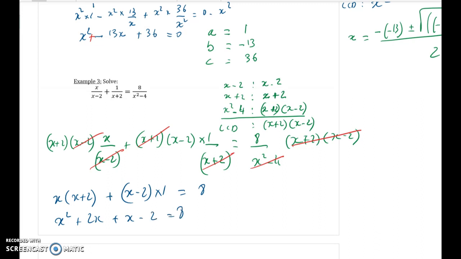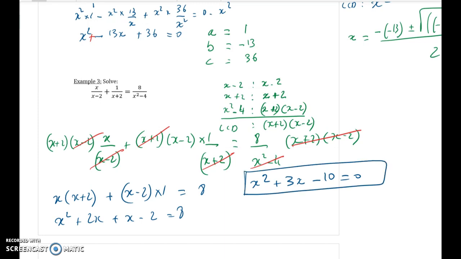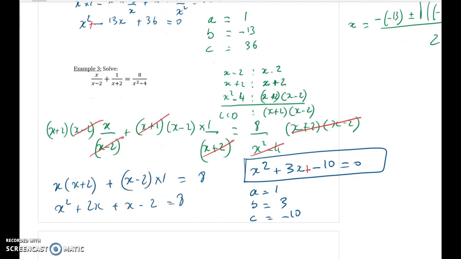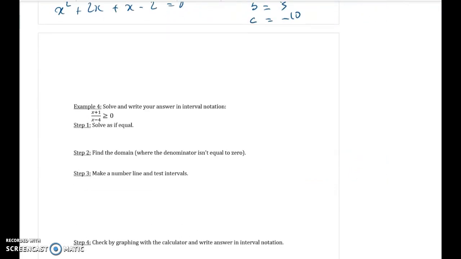And I end up, at the end of the day, with the quadratic equation x squared plus 3x. I move the 8 to the other side by subtracting 8 from both sides: minus 10 equals 0. A quadratic equation. To make sure I'm not making mistakes on A, B, and C, I'm going to add a plus. And now I know pretty easily A equals 1, B equals 3, and C equals negative 10. And then you just need to use your quadratic formula.